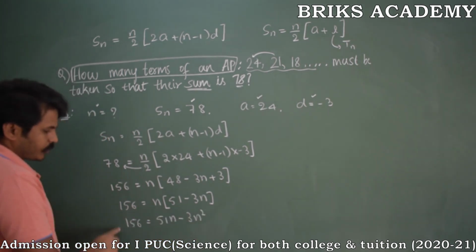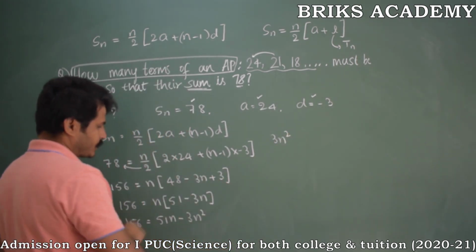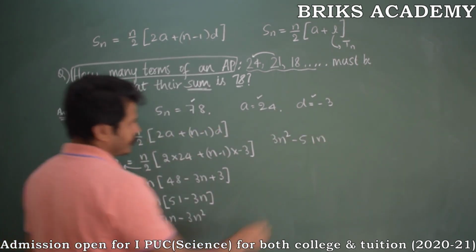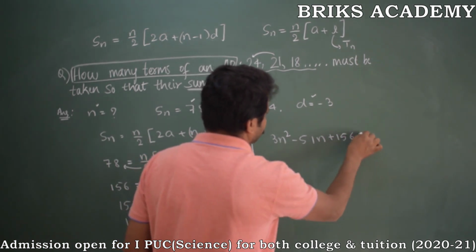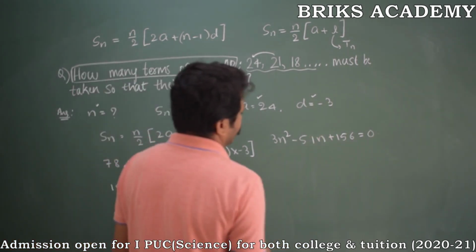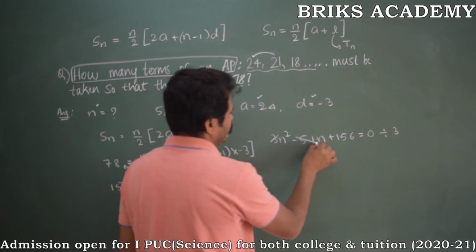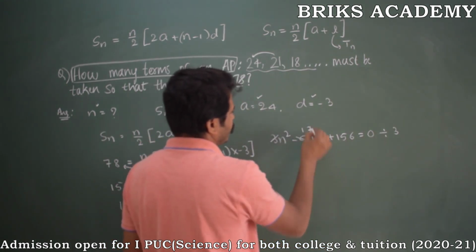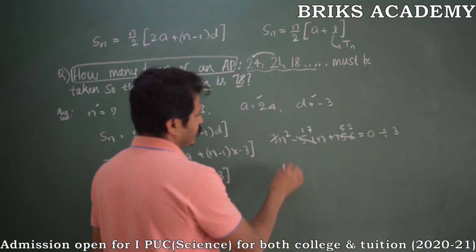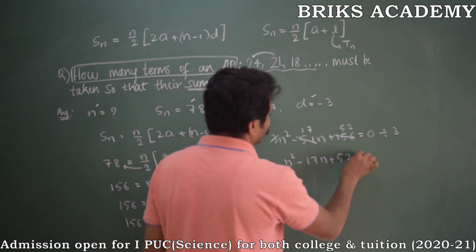So take all the terms to this side, it becomes 3n square, 51n to this side, it is minus 51n. This is 156, it is already there. 156 equal to 0. So factorize this. Can we cancel this one? Divide throughout by 3. 3 ones are 3, 3 ones are 3, 3 sevens are 21, 3 fives are 15, 3 twos are 6. Check. n square minus 17n plus 52 equal to 0.